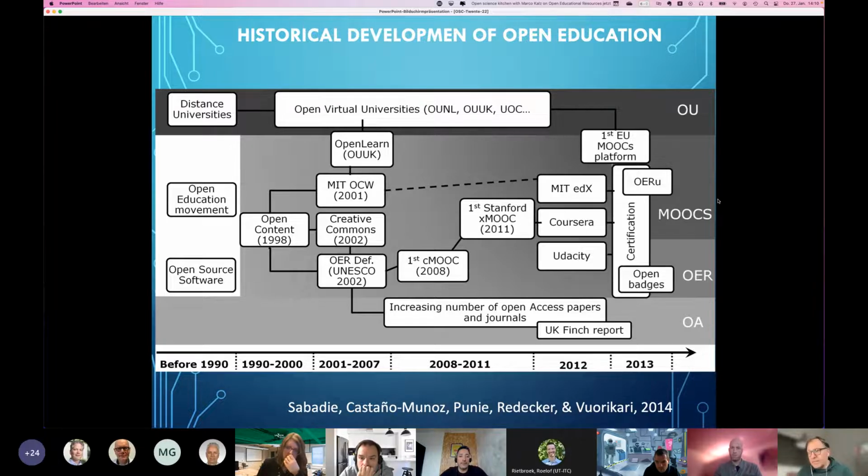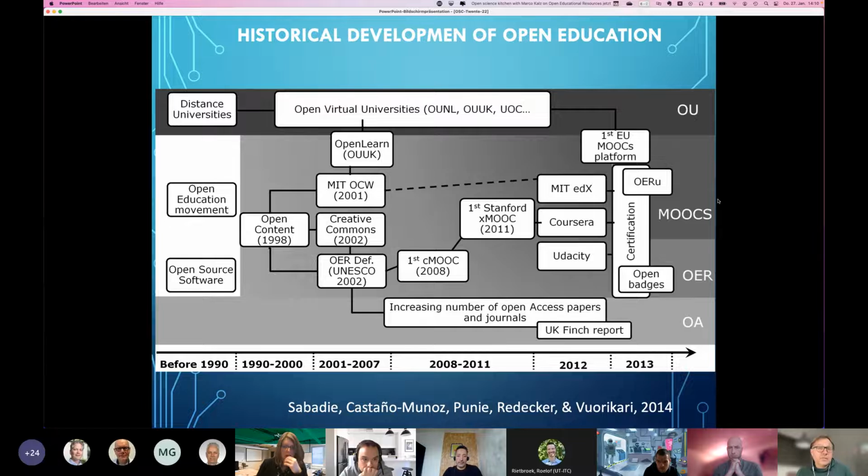You had, and you still have them, the open universities, which are different than distance teaching universities. Open universities do not have requirements for pre-qualifications. Distance teaching universities can have the same pedagogical principles and online learning facilities, but they require pre-qualification. Like the German Open University is not an open university in that sense, but they are a distance teaching university.